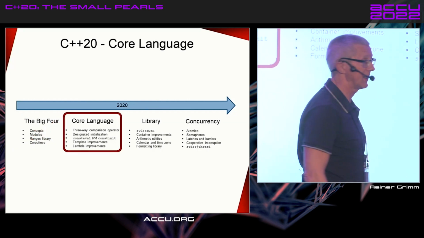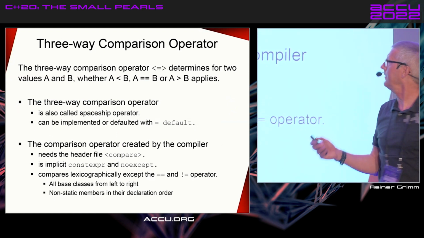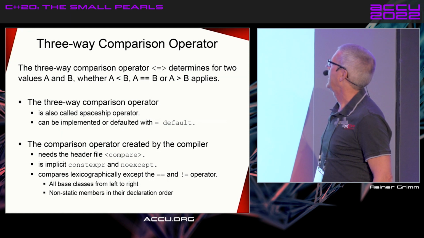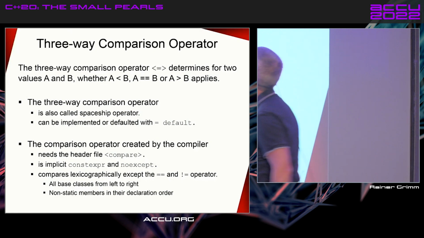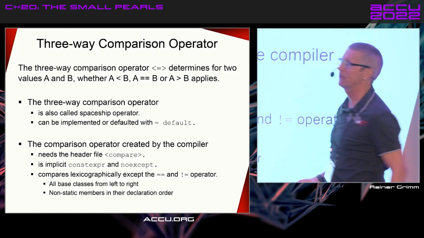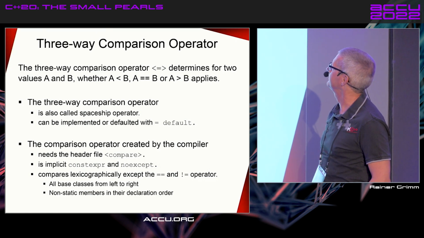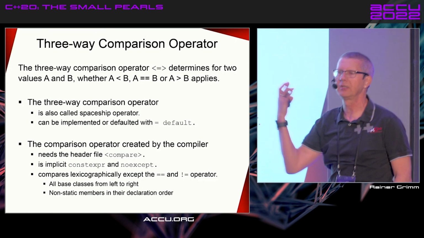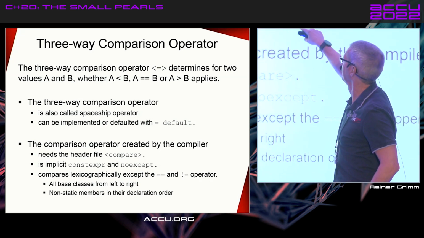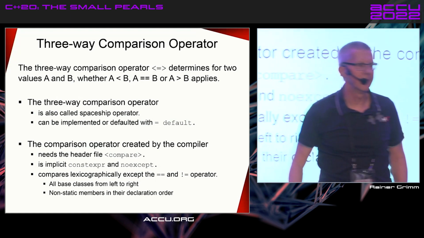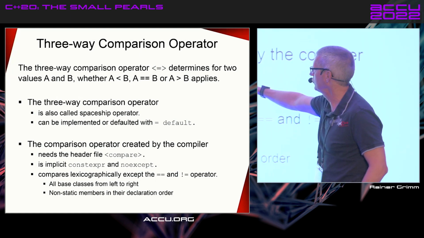Okay, let's start with the core language. We have the three-way comparison operator, meaning you can use this special operator here. Oh, this is a little bit small, you see it here. Oh, I'm also too small. It is called the spaceship operator. I assume you know why. And this will create for you the six relational comparison operators. You can do it by yourself, or you can default it from the compiler anyway. And you need the header compare to use it.